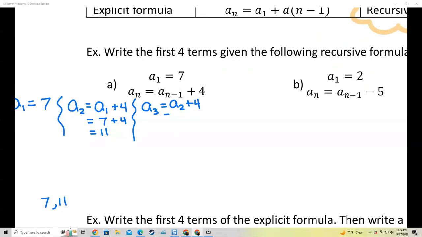What was my previous term? My previous term was 11. Because remember, a sub 2 was 11. And I'm going to add 4 to that. 11 plus 4, that gives me a 15. That means my third term must be 15.